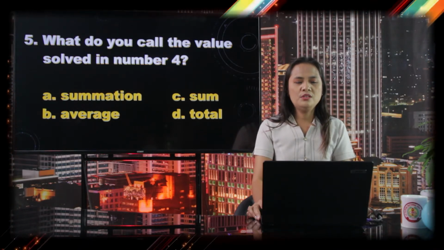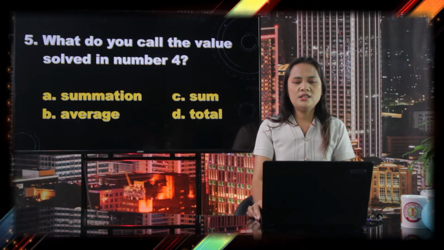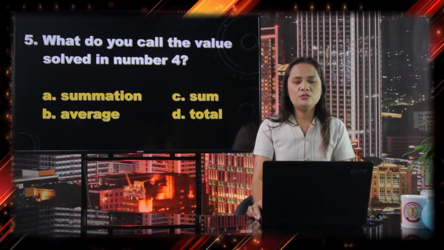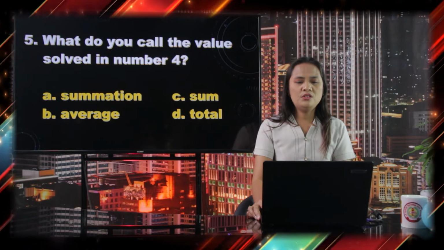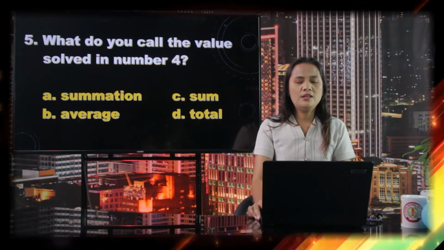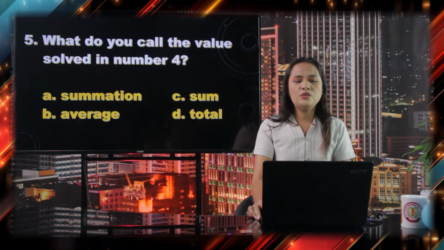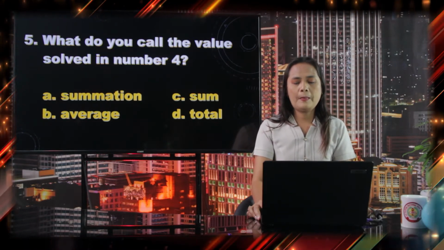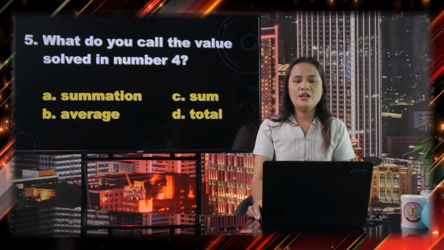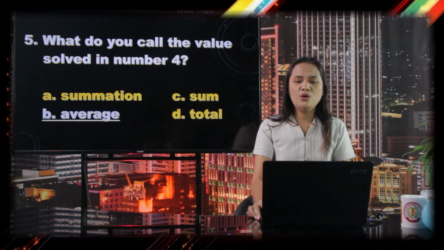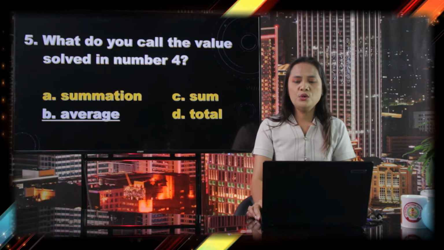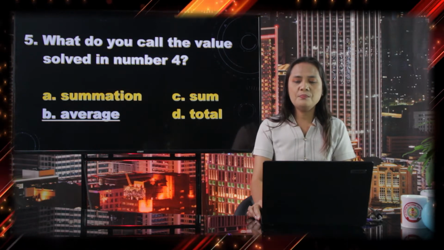Number 5. What do you call the value solved in number 4? A. Summation, B. Average, C. Sum, or D. Total? Okay, the answer is average. When we use the word average, we usually refer to it as mean.